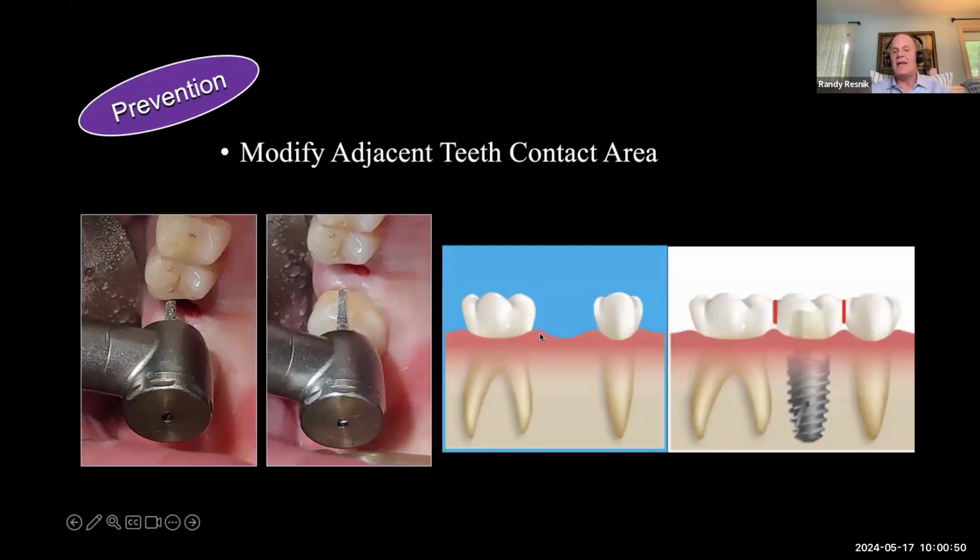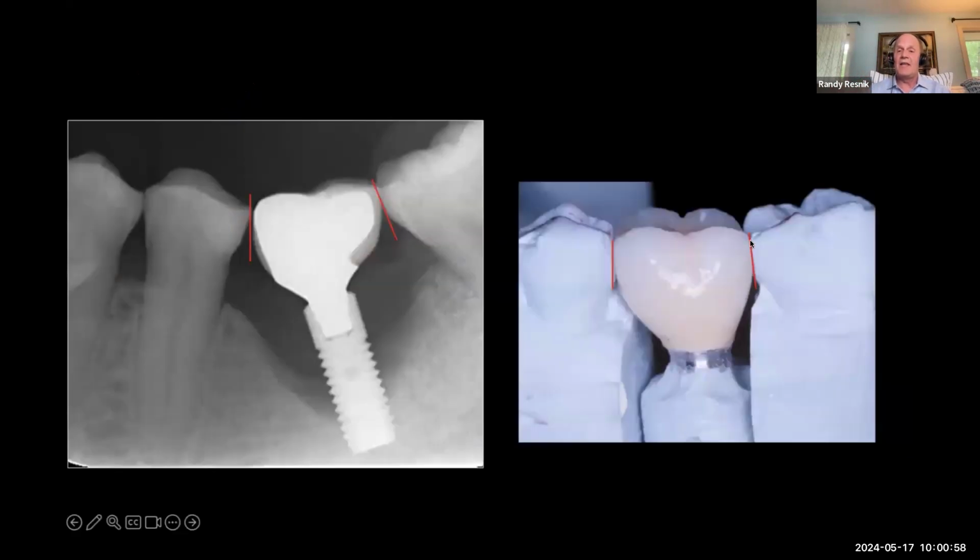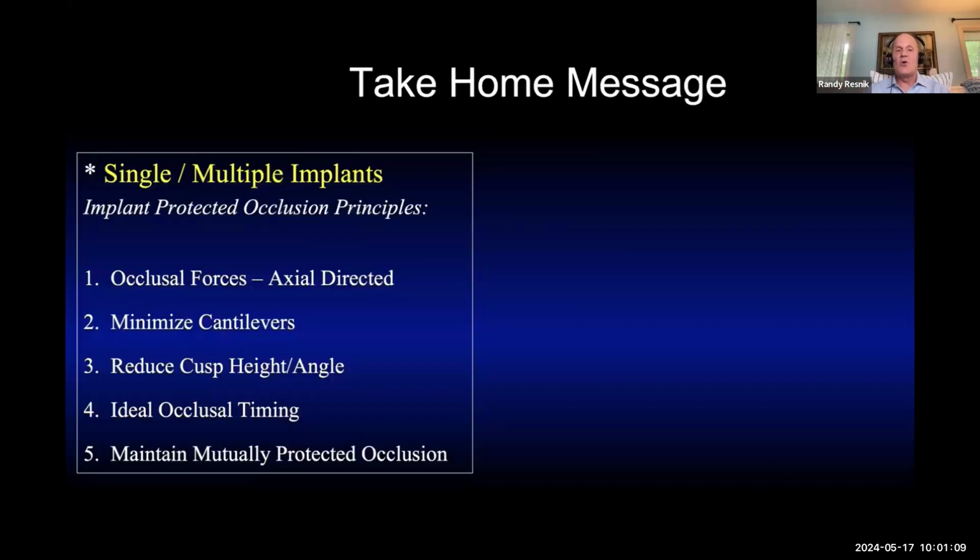Why you want to do that is, number one, it will allow one path of insertion for our prosthesis. Secondly, it gives us a broad contact like this on the right versus a small little contact, which is on the left. It's less apt to open up with a broad contact like that. So with that being said, what is our take-home message?